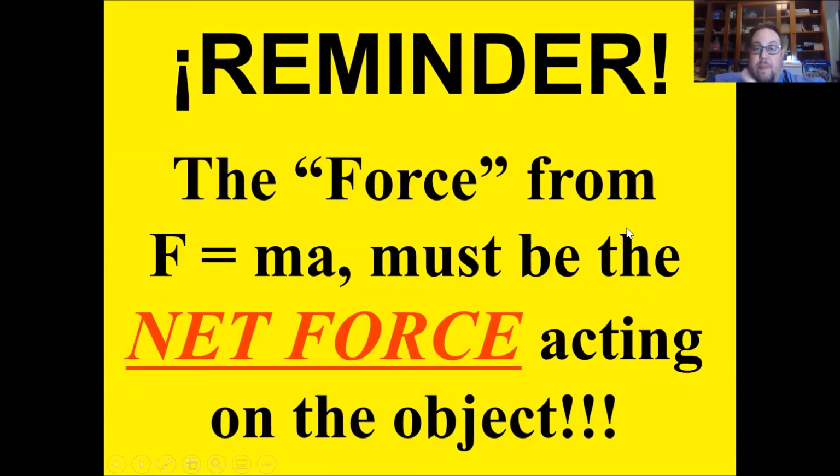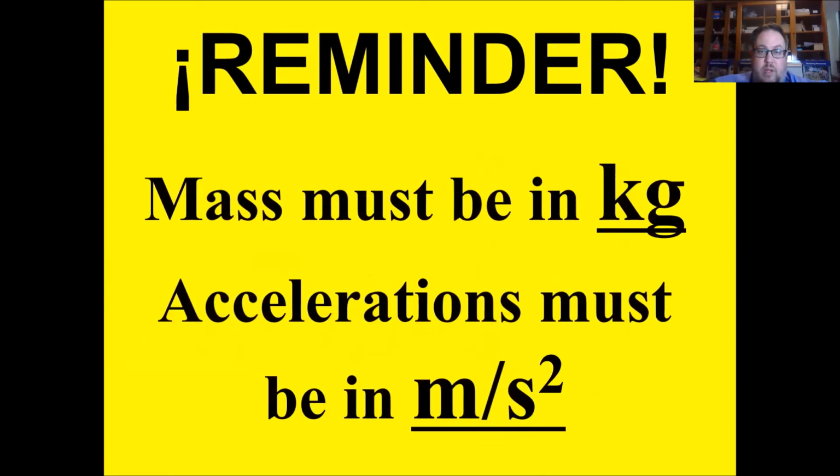So just a quick reminder that the force is the thing that's causing the acceleration. So the force from F equals ma has to be the net force when we're talking about this. We're going to keep it simple and just talk about one force at a time. But the net force would be the combination of the forces acting on the object. Remember our units. Forces are measured in newtons. Newtons are kilograms times meters per second squared. So it's the amount of force that it takes to accelerate 1 kilogram at 1 meter per second squared.